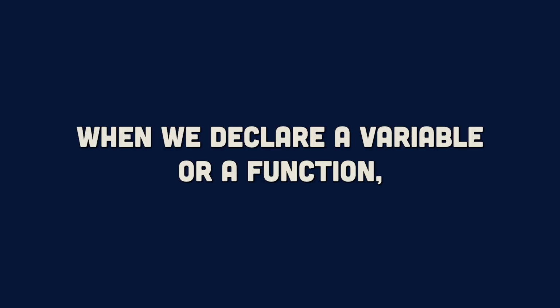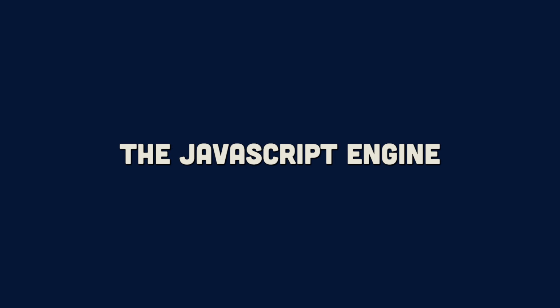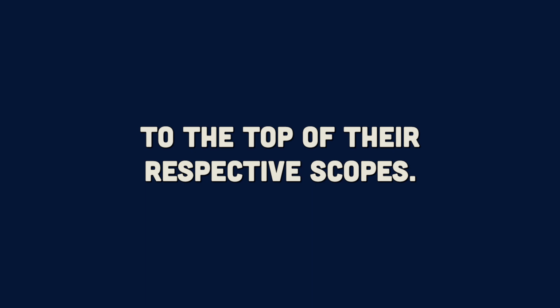In JavaScript, when we declare a variable or a function, something interesting happens behind the scenes. The JavaScript engine actually moves those declarations to the top of their respective scopes. This behavior is called hoisting.